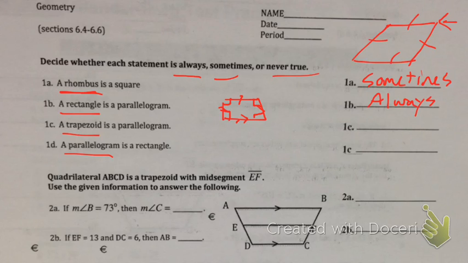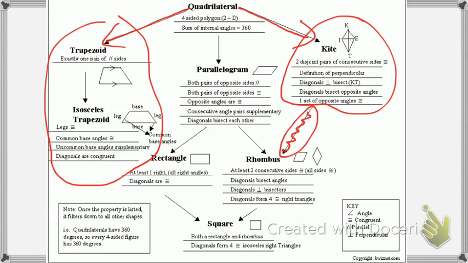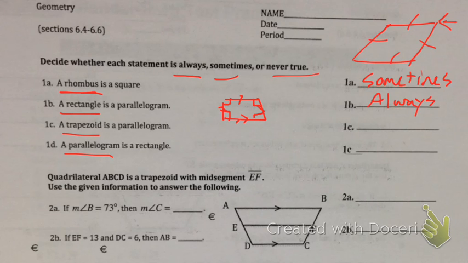If you can't visualize that or pick it up that way, you can always look at the chart. If you're going up to a quadrilateral above, a rectangle is always a parallelogram. A rhombus is always a parallelogram. Any of these below, a square is always a quadrilateral. So anytime you're going up the chart, it's always. So you can use the chart to help in that way.